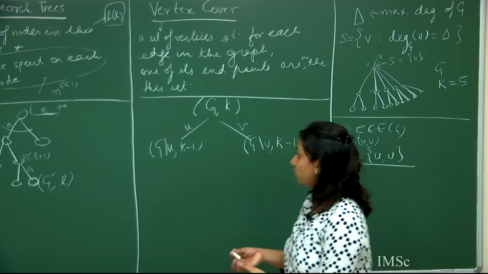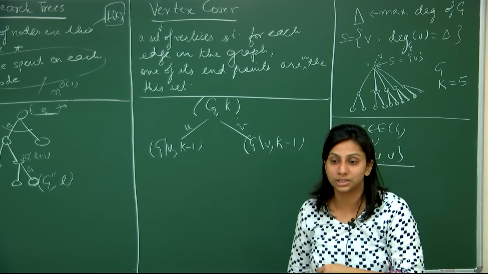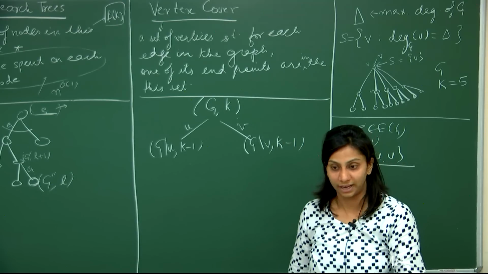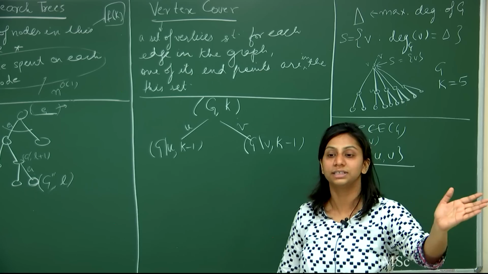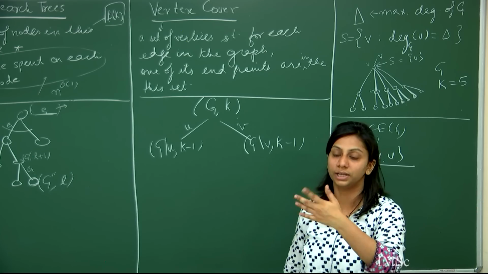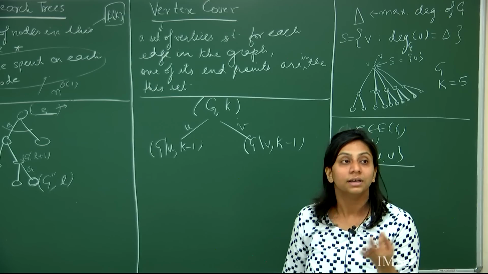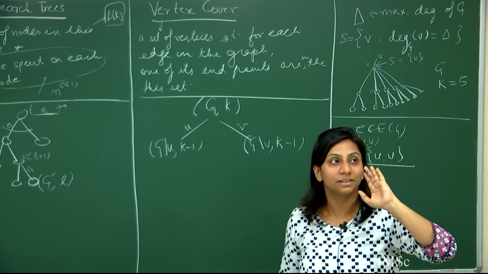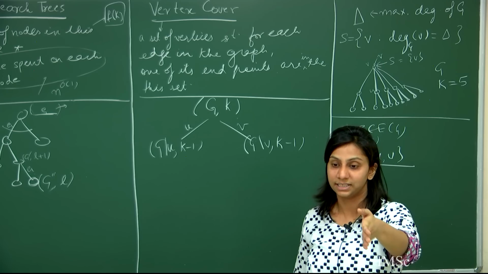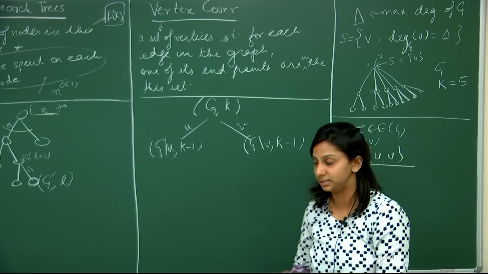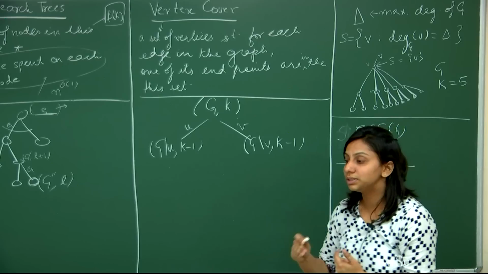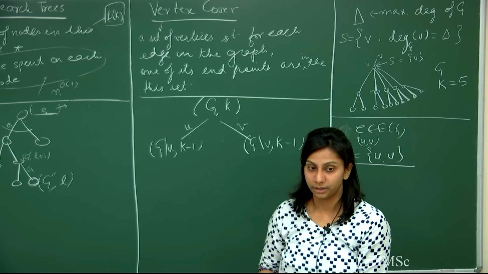Okay. So when k is equal to 0, you just check whether there is any edge in the graph. That will take some polynomial time, right? Just go through the edge list. Not even go through the edge list, some constant time. Just look at the edge list, and if you find even one entry, you know that there is an edge in the graph. So when k is equal to 0, you know how to solve the problem, right?